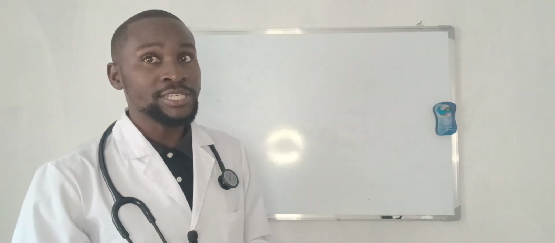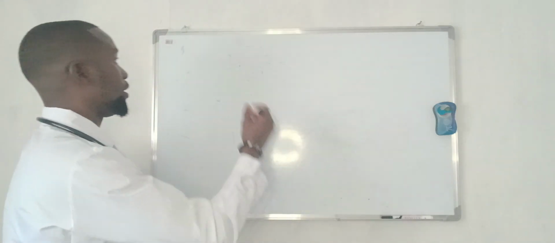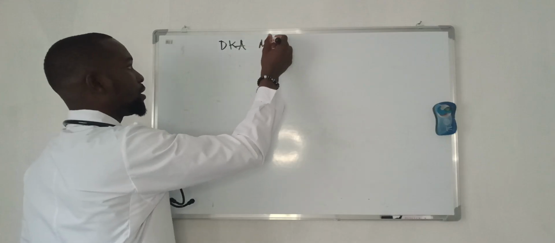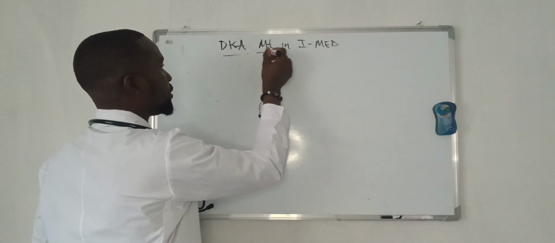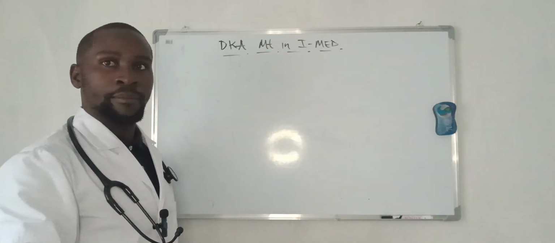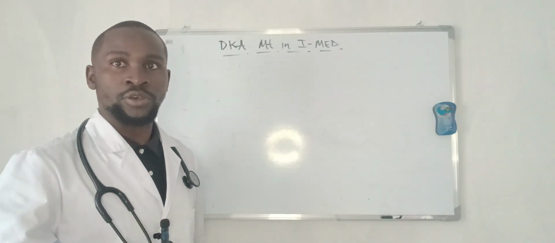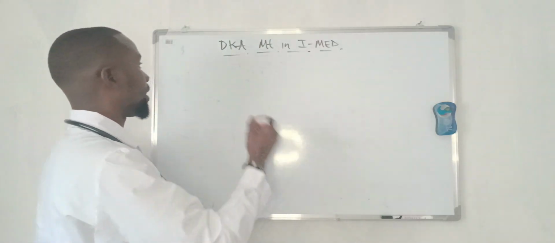Okay, so first of all, remember that each management is obviously going to begin with your diagnosis. So how are you going to make your diagnosis? So we're dealing with DKA management in internal medicine. How are we going to make this diagnosis so that we arrive at a diagnosis and we know what we're managing? We start off with our history.